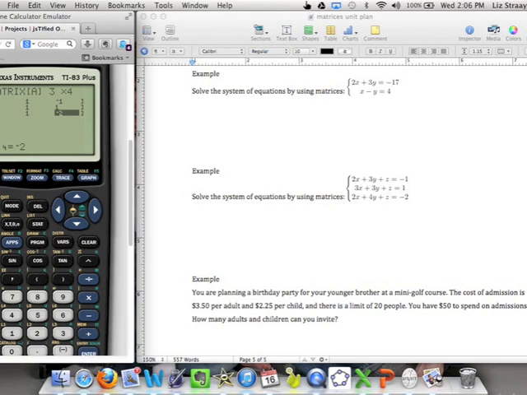So for the first one, we had 2 equations, so there's 2 rows. This one has a z, so it has a third variable. We notice we need one more column in there. Okay.